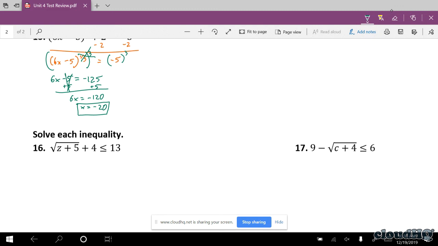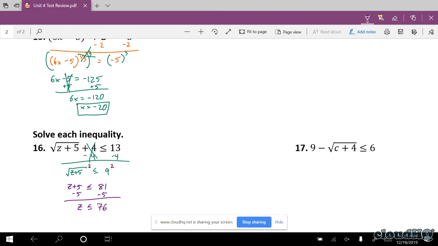Number 16. Subtract the 4, and we'll need to go and square both sides to get rid of the square root. So we get on the right side, subtract your 5, and get an answer that z is less than 76.